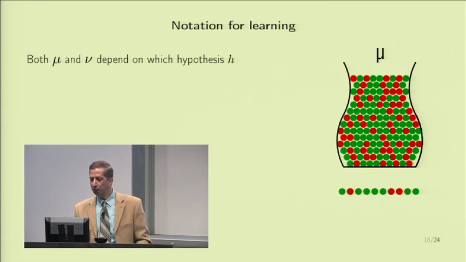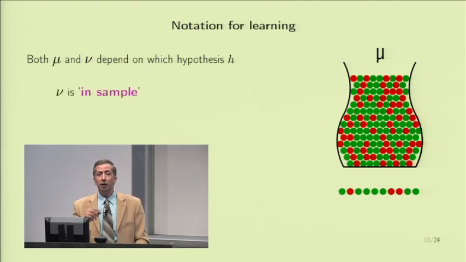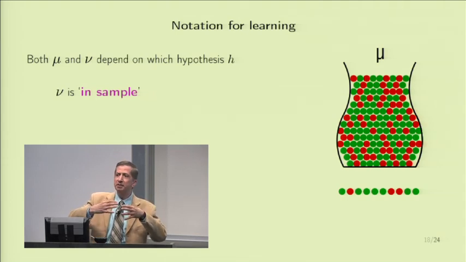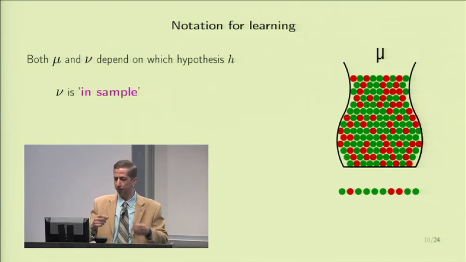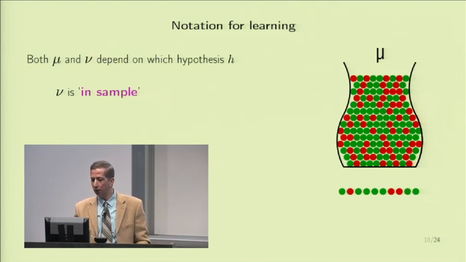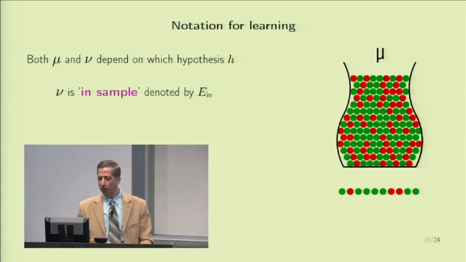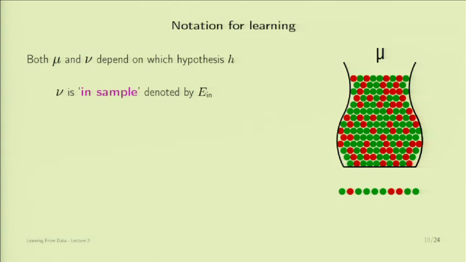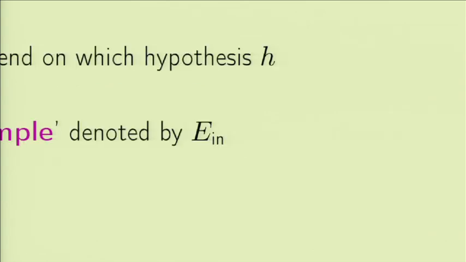The first thing, I'm going to call mu and nu by descriptive names. Nu, which is the frequency in the sample you have, is in sample. That is the standard definition for what happens in the data that I give you. If you perform well in sample, it means that your error in the sample that I give you is small. Because it is called in sample, we are going to denote it by E in. I think this is worth blowing up because it's an important one. So this is our standard notation for the error that you have in sample.